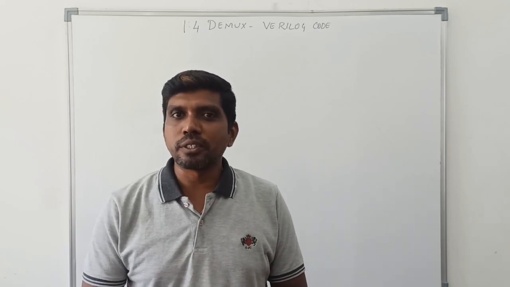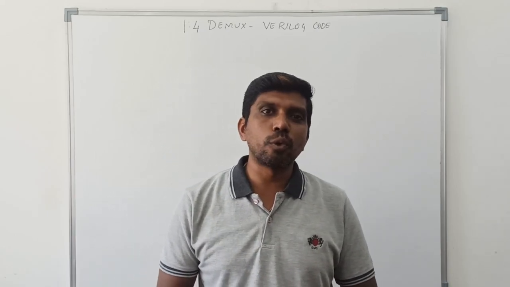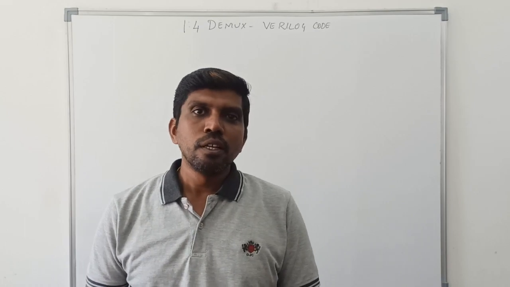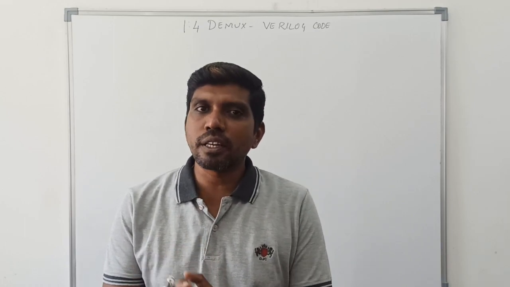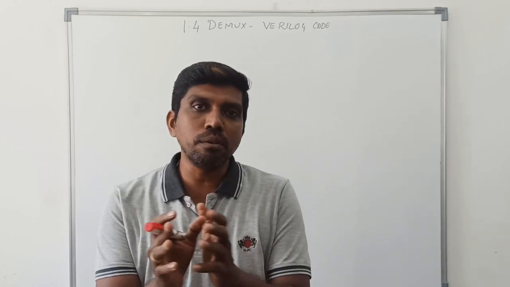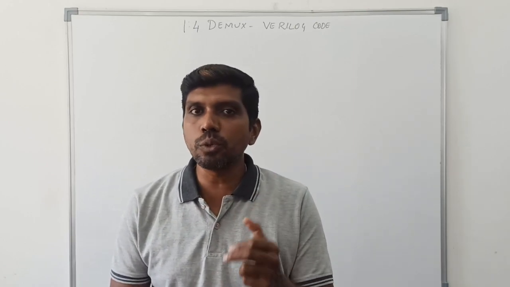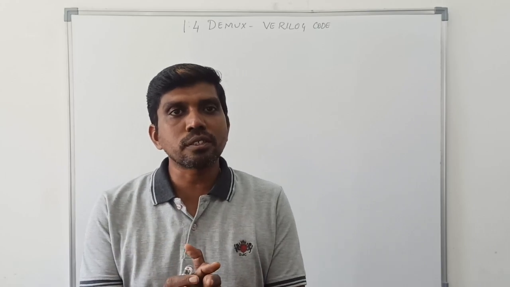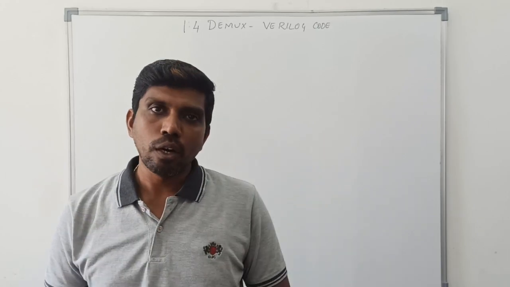Today's class I am going to teach how to write the Verilog HDL code for a 1:4 demux. Before I start to write the program, first I recall what a demux is. A demux is a one input and many output device. It has two selection lines. Based on the selection lines, the input value is connected to an output.